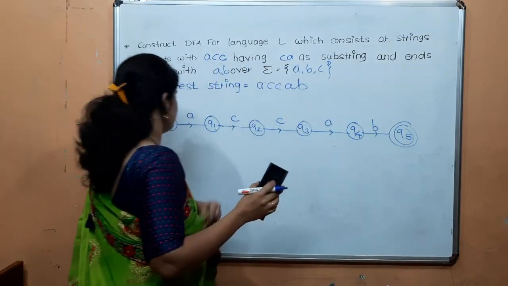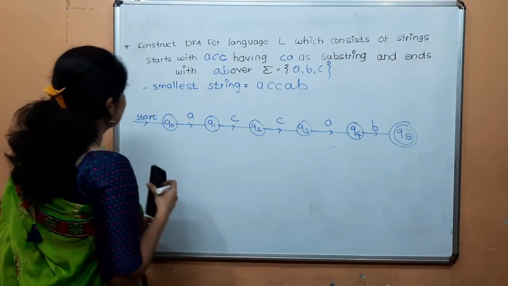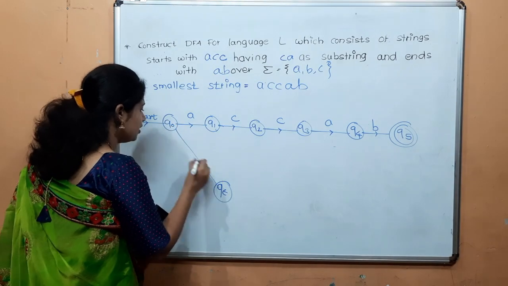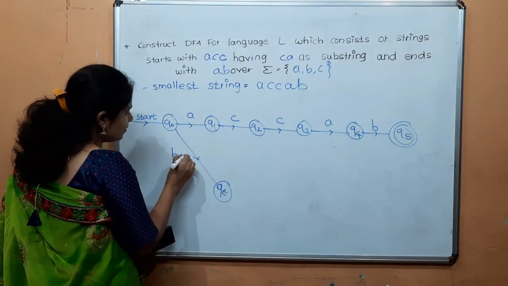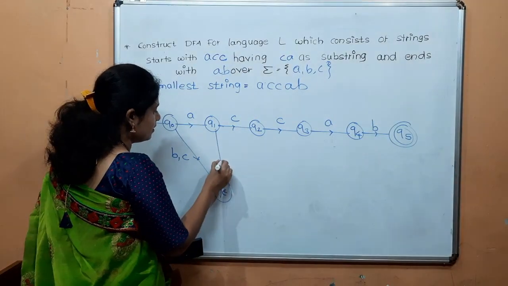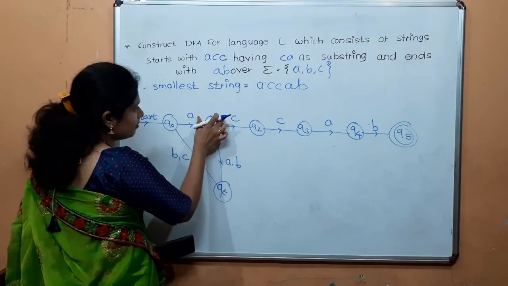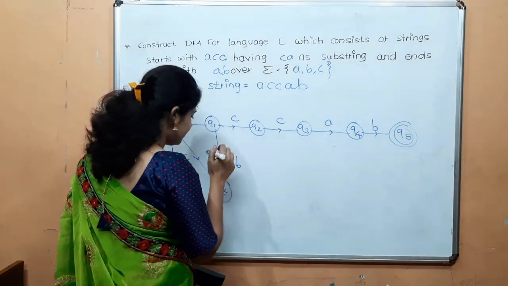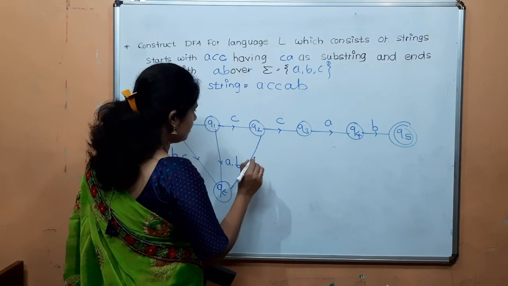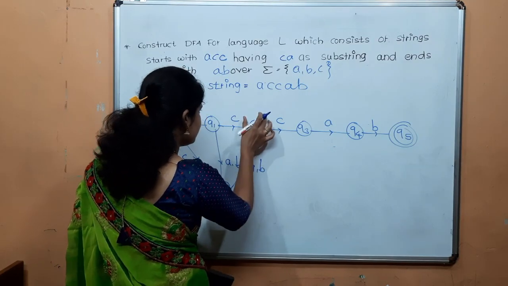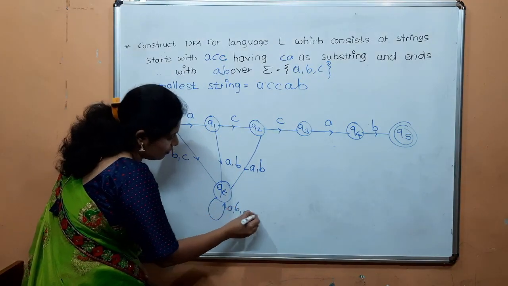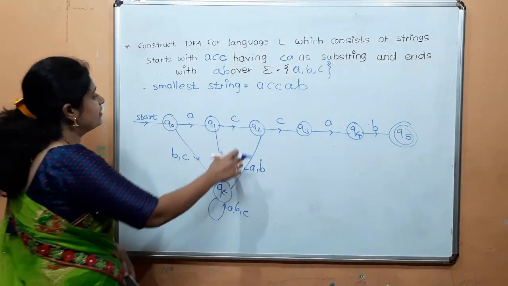See, ACC AB. The string starts with ACC. So here, if the string starts with B or C, we can give it to the dead state. If A or B occurs in between these two, then it goes to the dead state. Also here, if A or B occurs in between these two C, then it is also invalid. Okay, and here I can give a self loop of A, B, C. Now see, this is the starts with part.